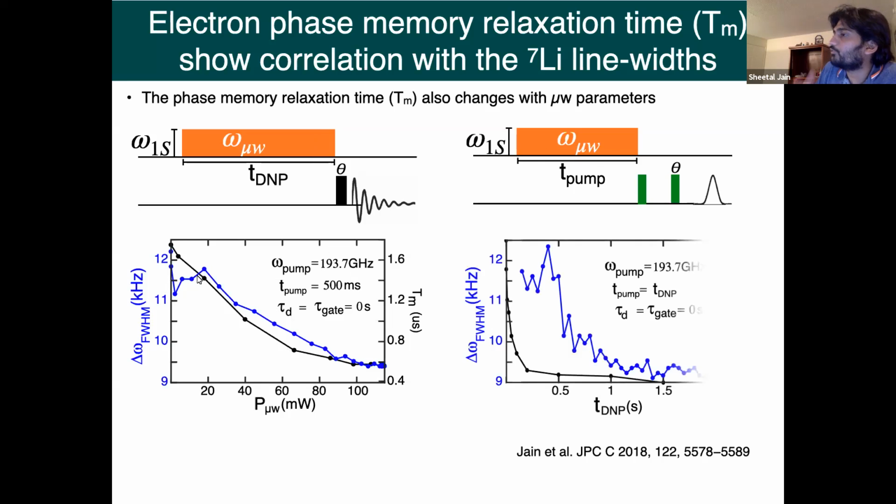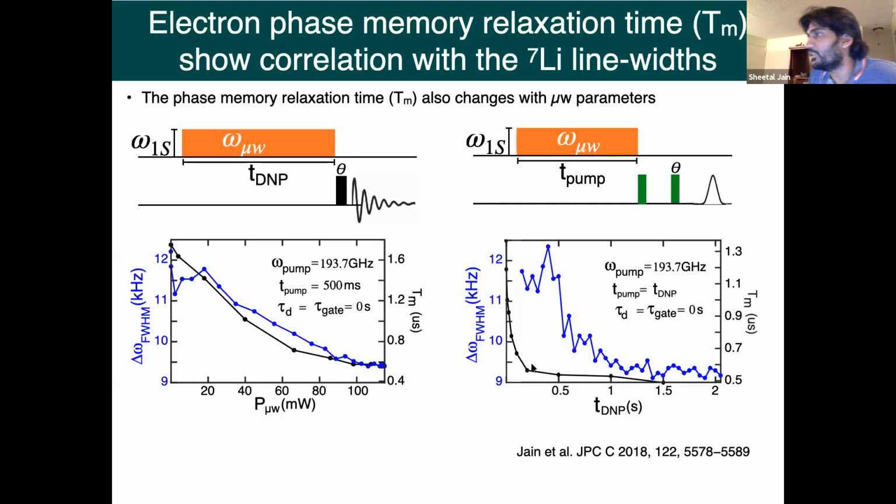Now the next parameter that we varied is the time of this pump pulse, as we vary the TDNP, the buildup time, and we observe a similar effect. That means the electron phase memory relaxation time is also reduced quite rapidly, within a few hundred milliseconds of the pump irradiation of microwaves, which is similar to what we observe in the line width pattern. And we have observed the same effect on the chemical shifts as well, which I'm not showing here, but you can see in this paper, where we show that both chemical shifts, pseudo-contact chemical shift and contact chemical shift, also follow the same trend.